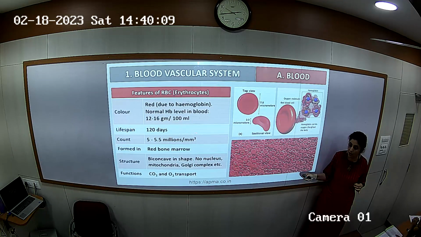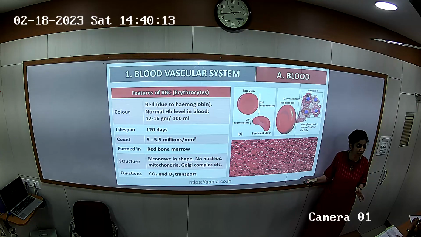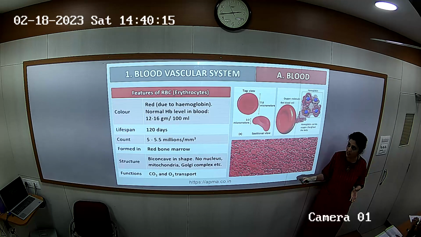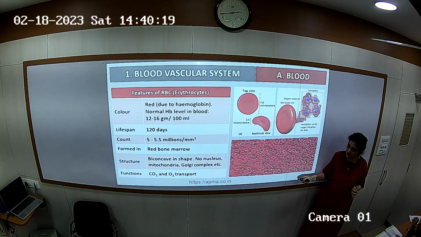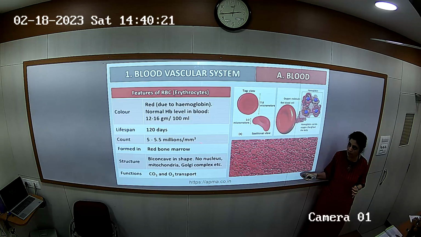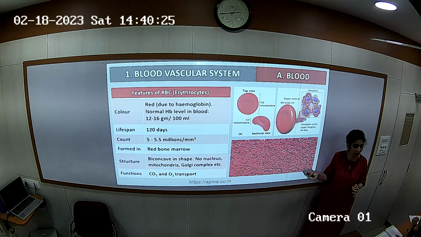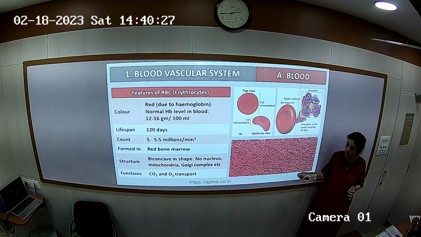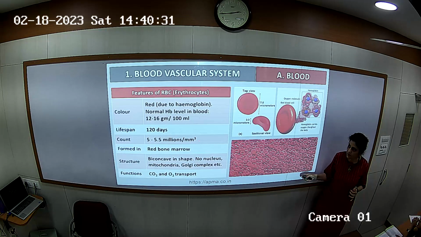Lifespan is 120 days. Okay? These are factual facts. There is not much explanation to it. RBC lives for 120 days. Count is 5 to 5.5 million per cubic milliliter. Now this is per cubic milliliter of blood. Okay? Or per microliter of blood. Okay? This is the count.